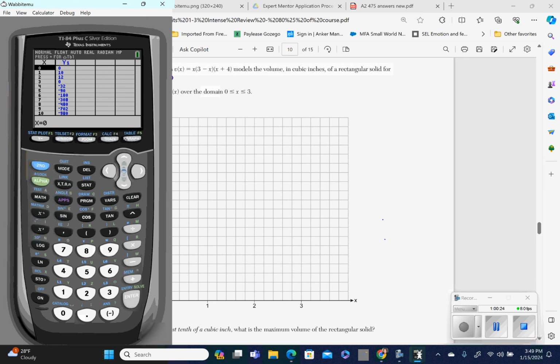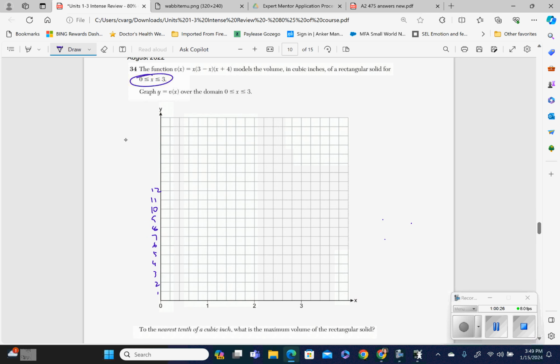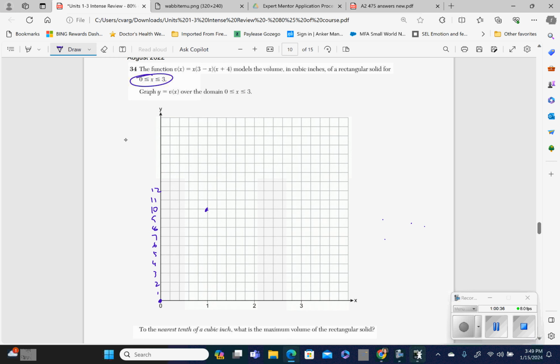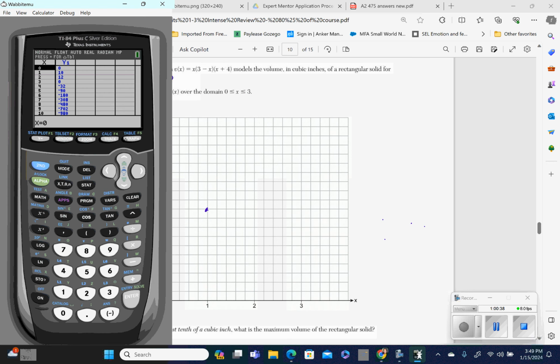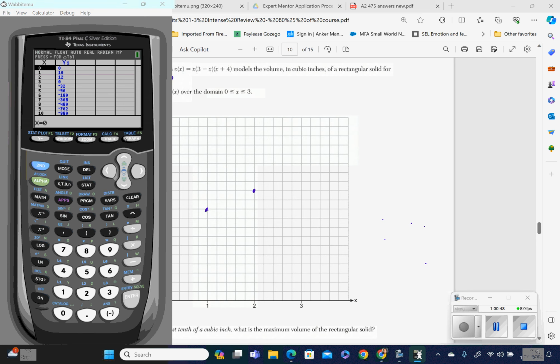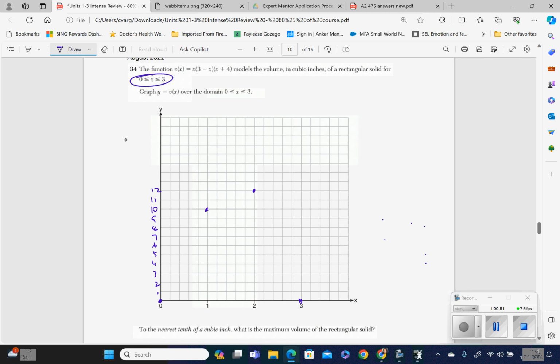So now I'm going to go to my calculator. Across from 0 is 0. So I'm going to put my dot at 0, comma 0. And then my next number is 1, 10, boom. Across from 2 is 12. So 2, 12. Let's put our dot. And across from 3 is 0, right? So 3, 0.